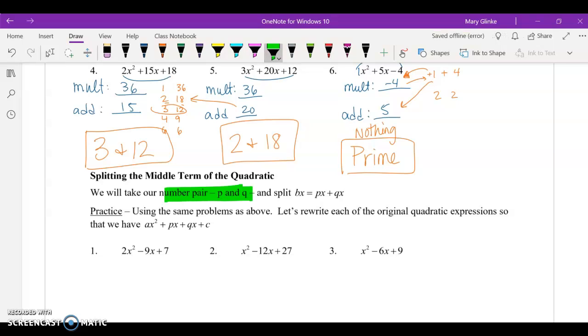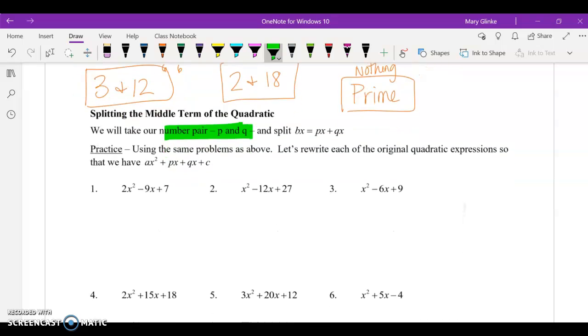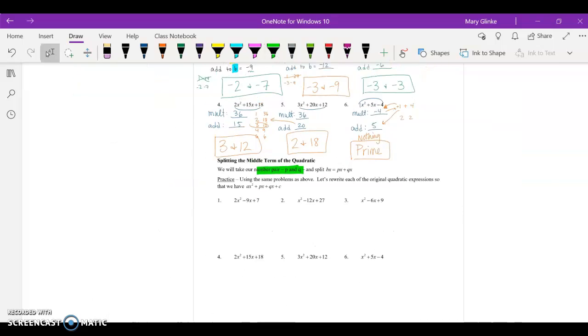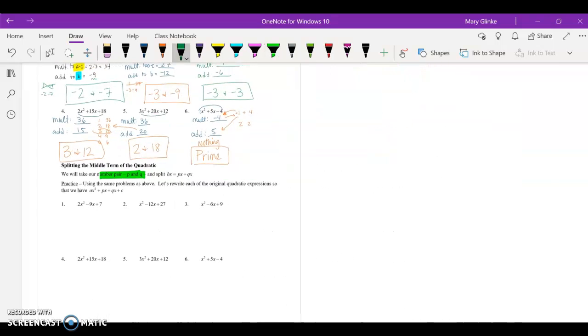What we're going to do is take our number pairs from above and split the middle term. So the first thing I'm going to do is zoom out here and write my numbers again. For number 1, I got -2 and -7. Number 2, I got -3 and -9. -3 and -3 came next. 3 and 12. 2 and 18. And then 6 was prime, so there's absolutely nothing I can do with that one.